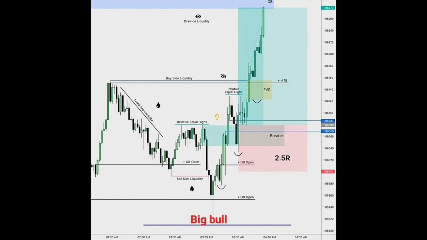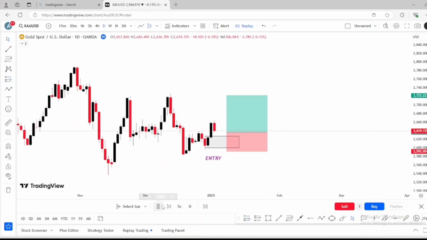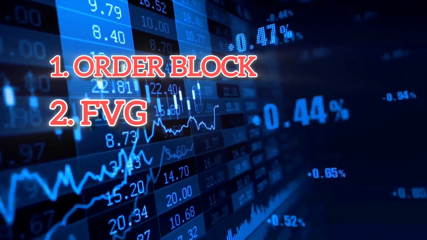No matter the strategy that you are using, be it ICT, SMC, or price action, when price gets into your specific zone, you need a trade entry confirmation to take that trade. You might have a zone like an order block, fair value gap, or support and resistance zone. And when price gets there, you need an entry confirmation before you take that.